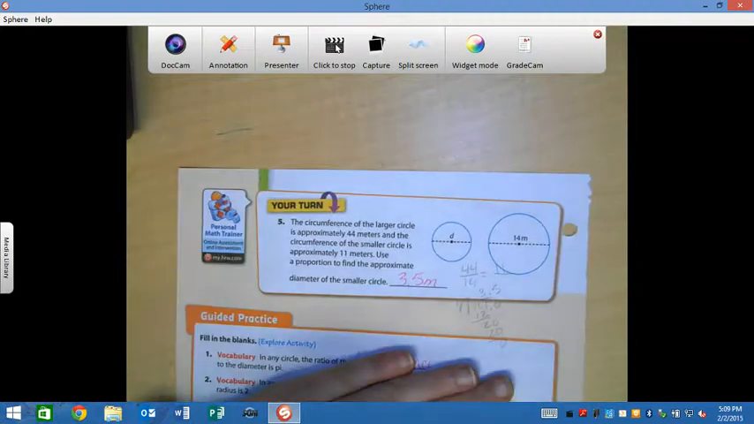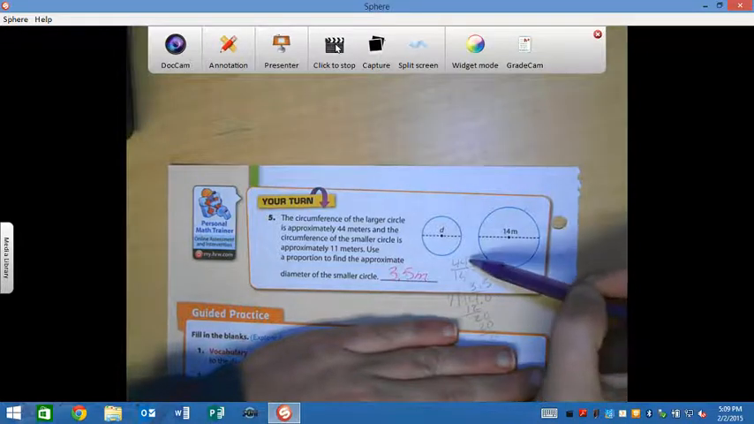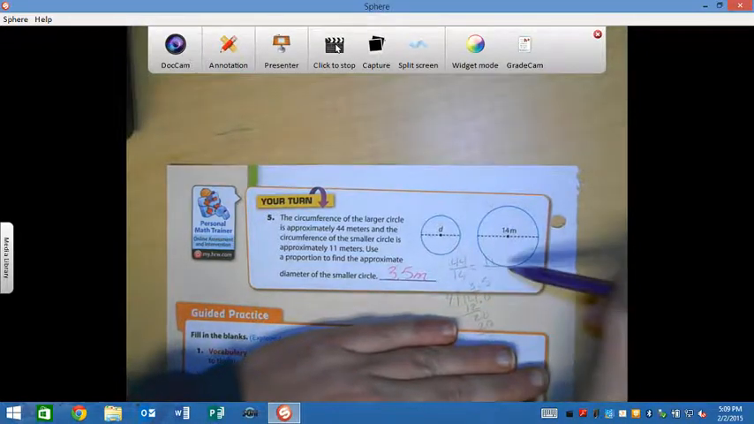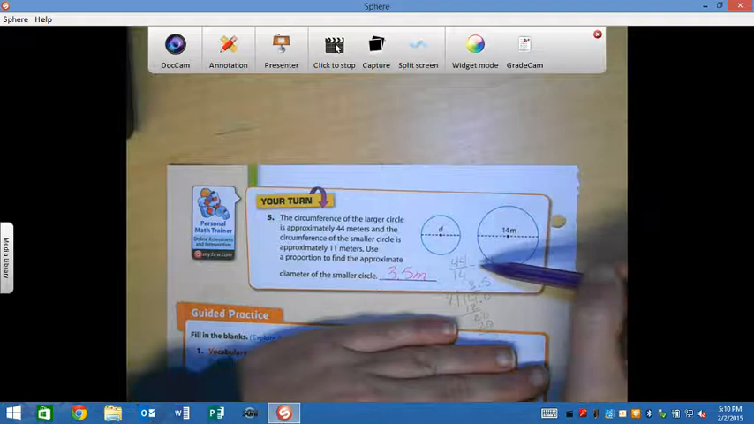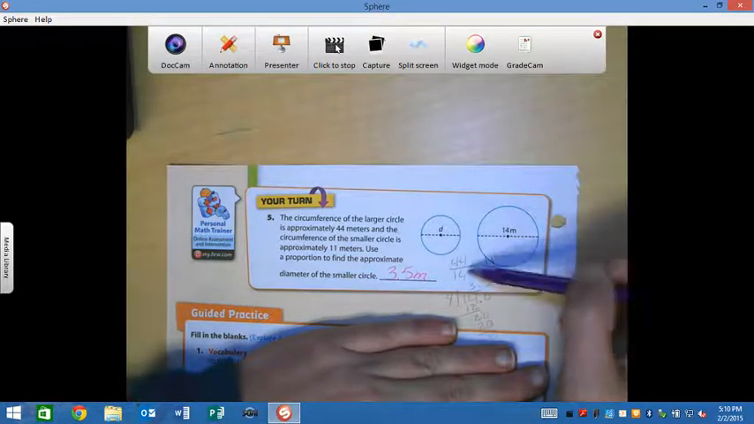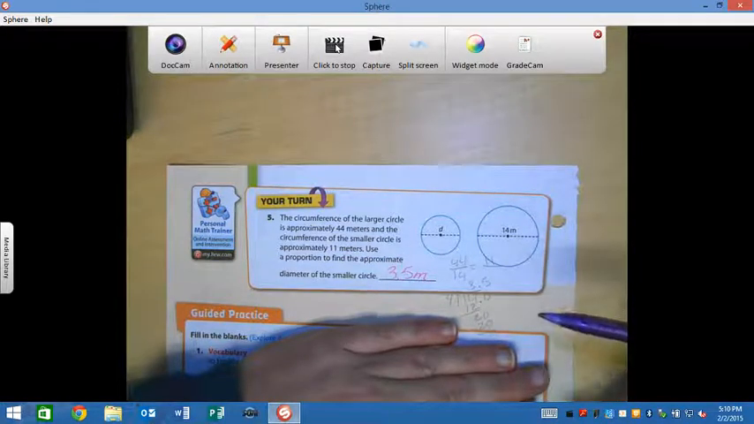Alright. Cover up my guided practice. So for the your turn, when we set up our proportion, we have 44 over 14 equals 11 over x. I should have put an x there. So we know that to go from 44 to 11, we divide by 4. So then we need to divide 14 by 4, which is going to give us 3.5 meters.